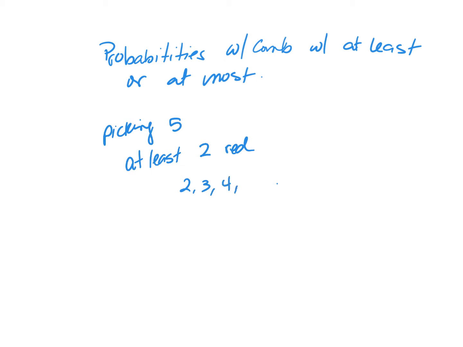Very good. And what if it says at most 2? It would be 0, 1, or 2. Don't forget the 0. So on number 1, there are 13 songs on your playlist.